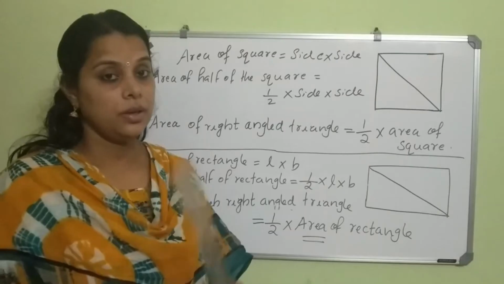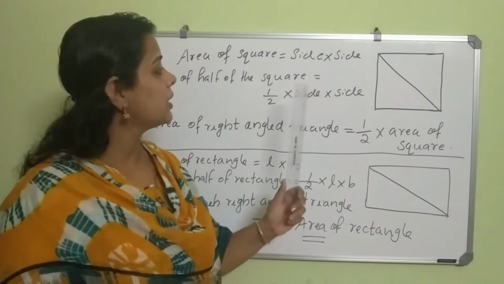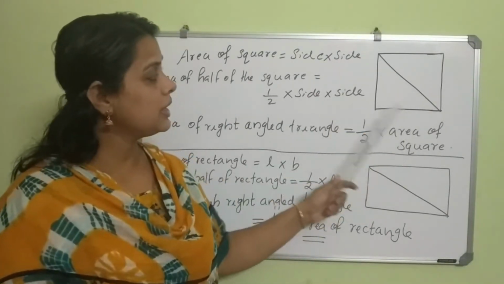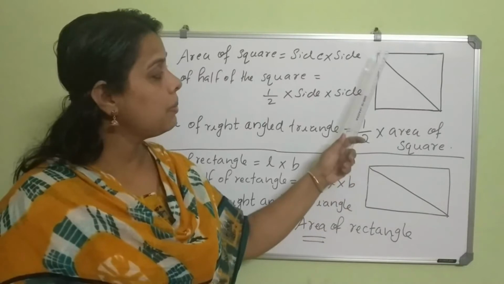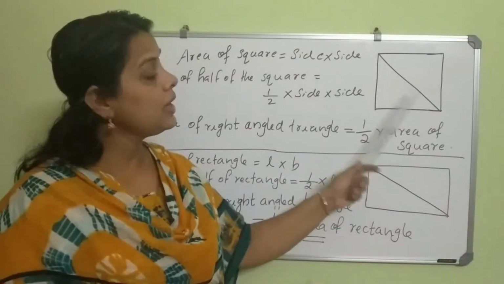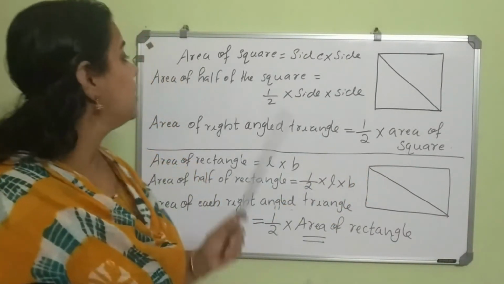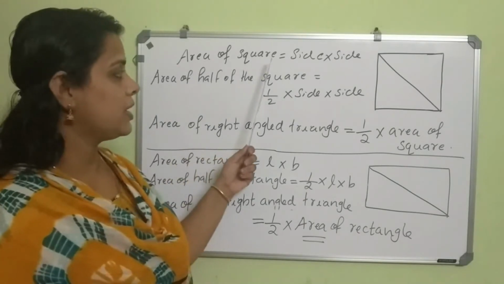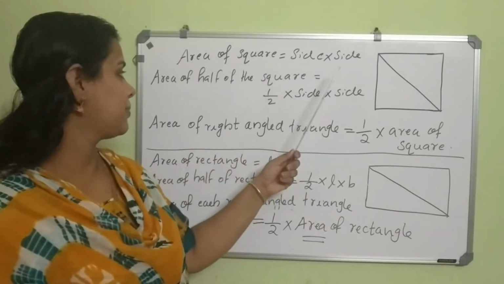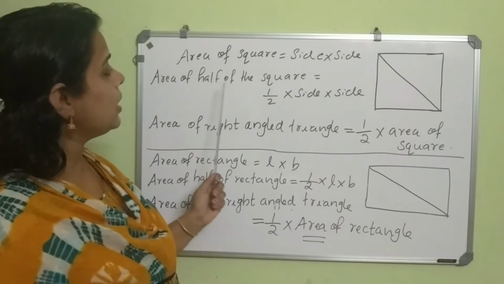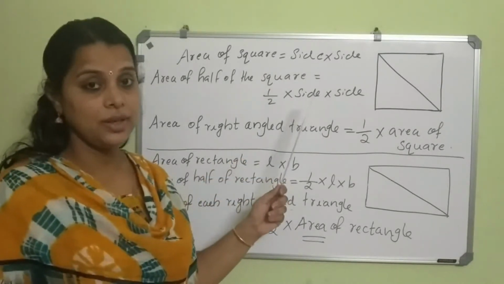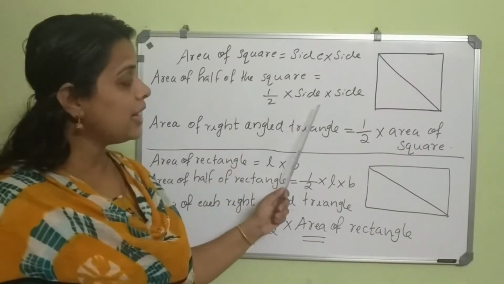Okay. Look at here. Consider a square that is divided into 2 by drawing a diagonal. We know the area of a square is side into side. Then what is the area of half of the square? That is half of side into side.